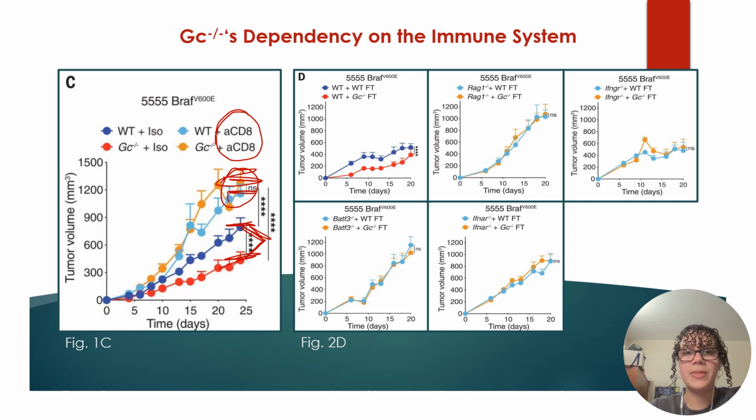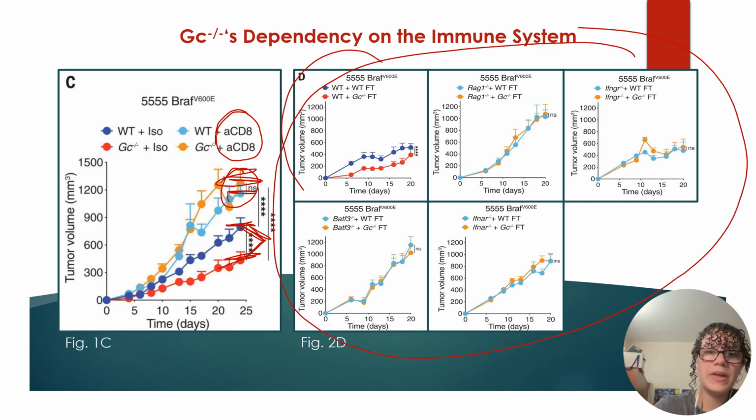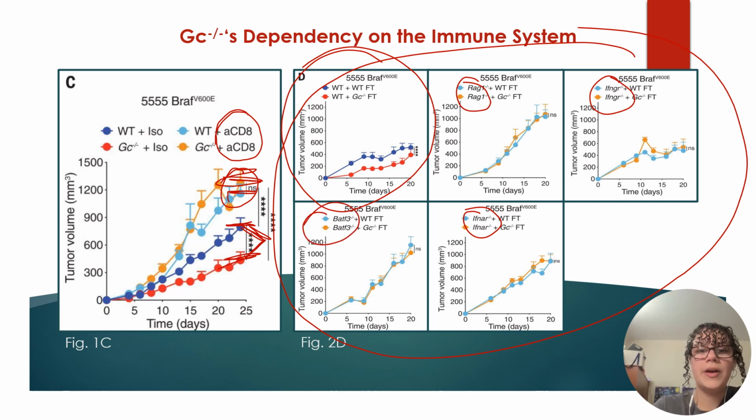Furthermore, all of these graphs here, with this being used as a baseline, show that when different parts of the immune system are removed, there becomes no difference between GC active and GC inactive, meaning that GC inactive loses its capabilities to enhance the immune response.